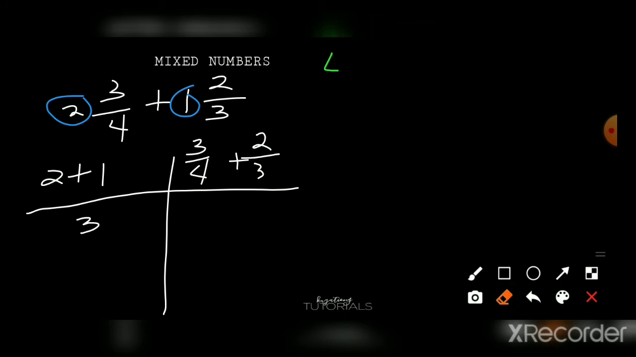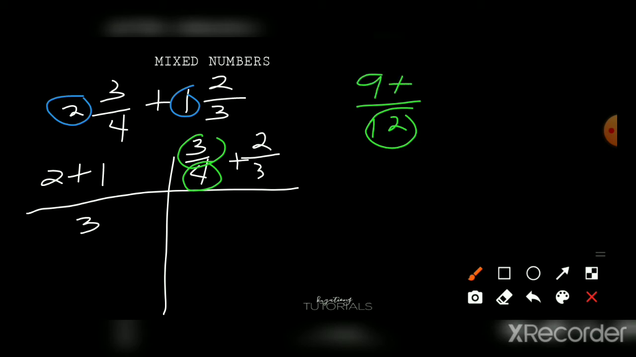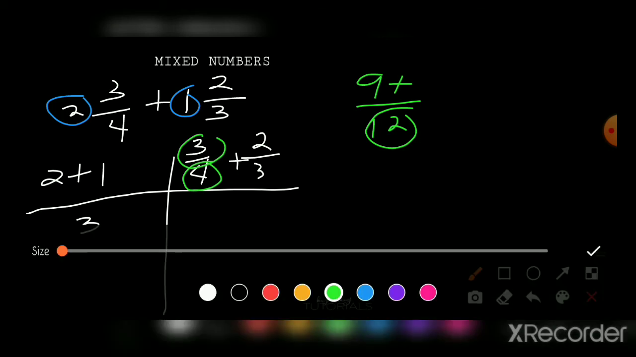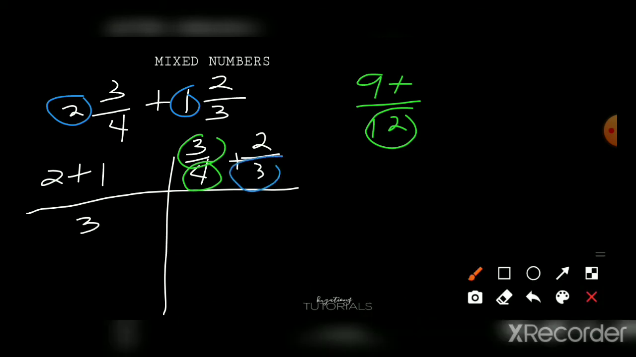So 12 ang ilang LCD. So 12 divided by 4 times 3. Pila man na? 12 divided by 4, that is 3. Times 3, that is 9, no? Then plus 12 na pod divided by 3, that is 4. Times 2, that is 8. So this is 1 over 12.